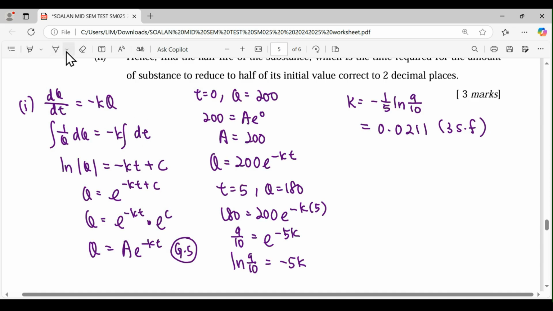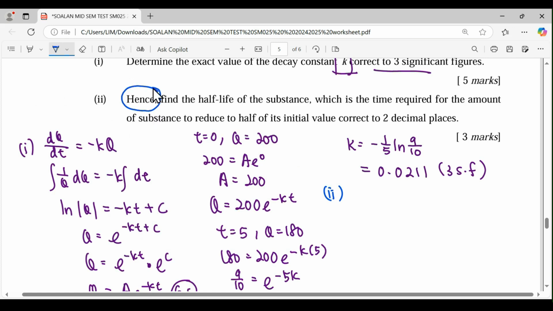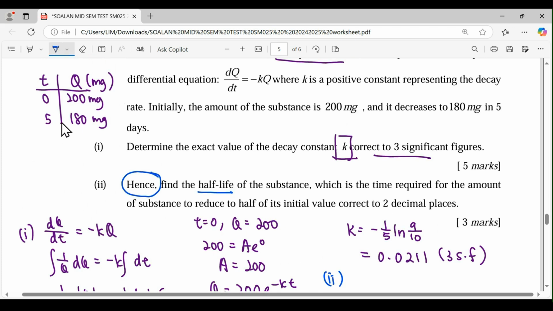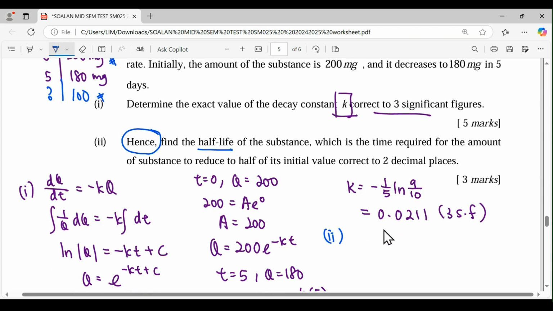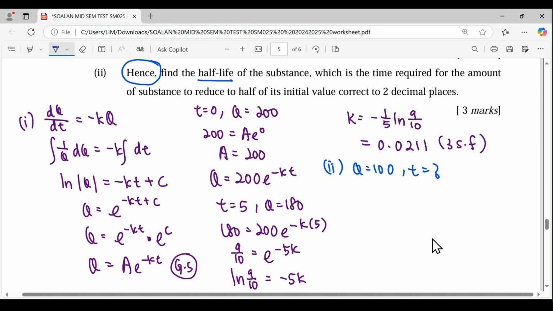Then when we move on to the second question, number 2, they say hence, which means that you must use your k value here to answer what is your half-life. Half-life means your timing for your quantity to be half. So initially 200, to be half will become 100. So your quantity is 100. Find out your half-life, find out your time.